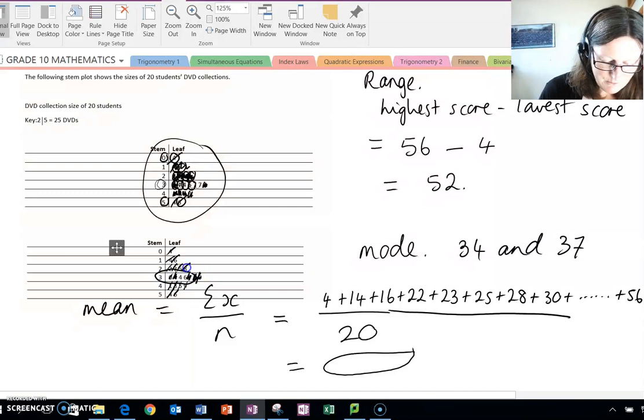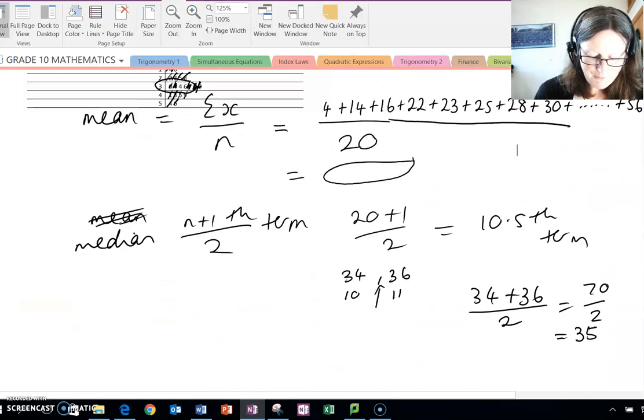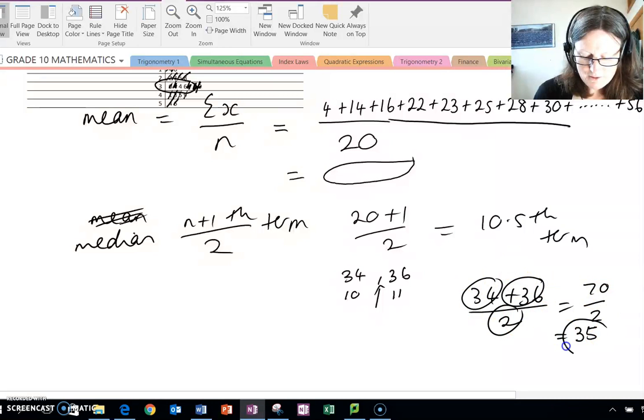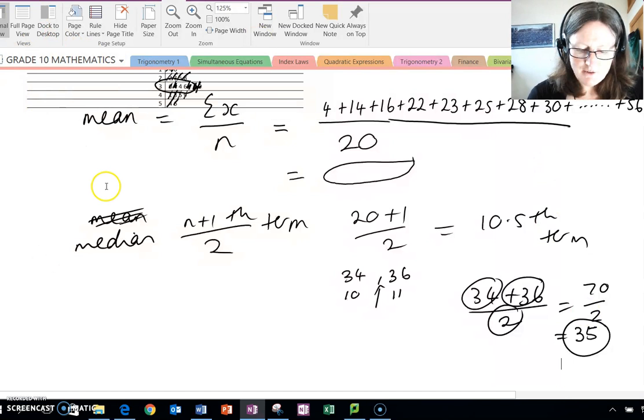Again, leaves us with two scores. Those two scores being what they were when we did it the other way, 34 plus 36, we divide those by 2 to get 35 as our median term. So that has gone through the mean, median, mode, and range from a stem and leaf plot.